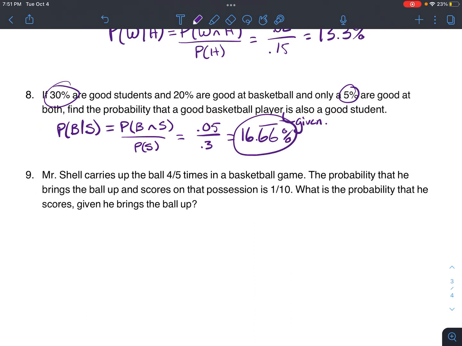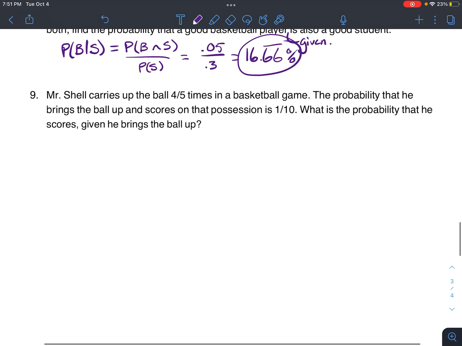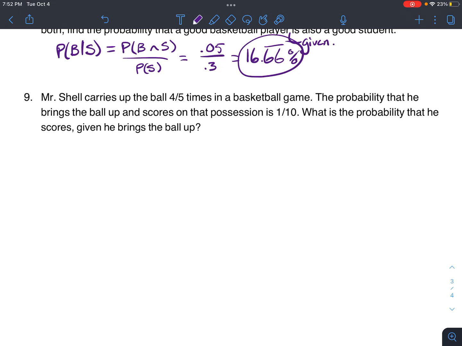So now Mr. Shell carries the ball up 4 out of 5 times in a basketball game. The probability that he brings up the ball and scores on a possession is 1 out of 10. So what you're saying is Mr. Shell's trash at basketball, which is fairly true. What's the probability he scores given he brings up the ball?